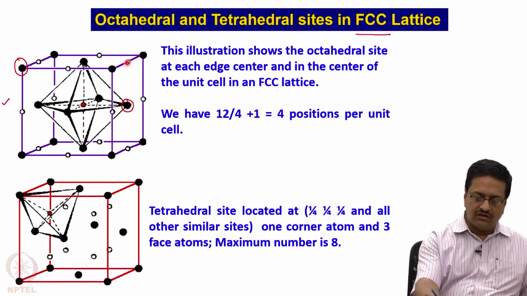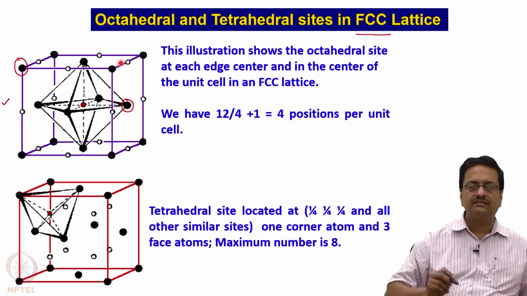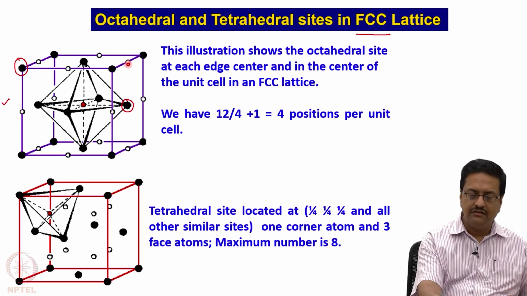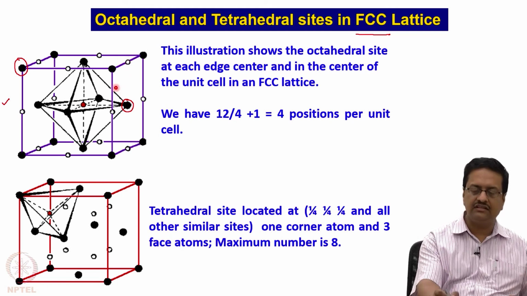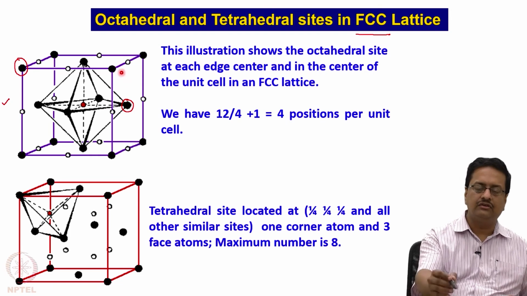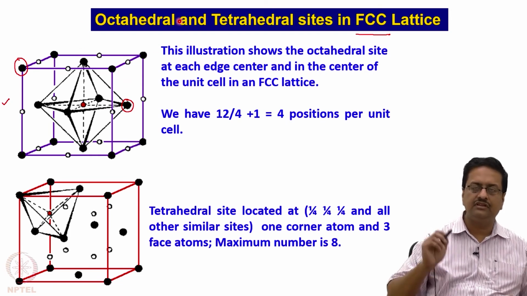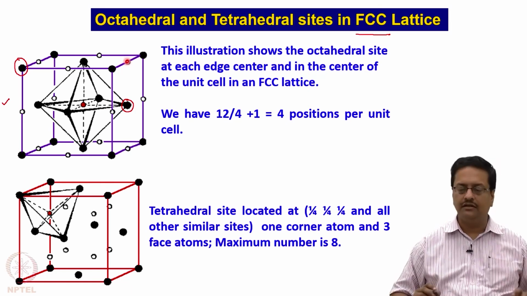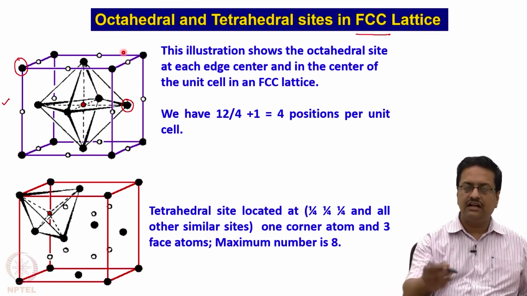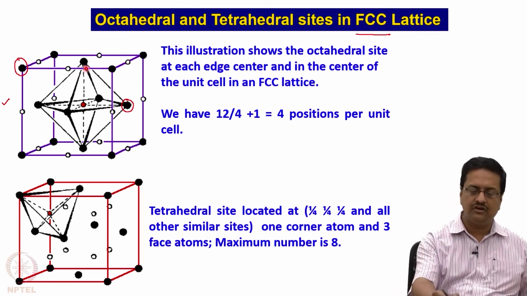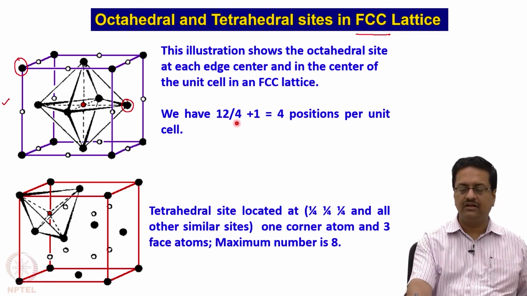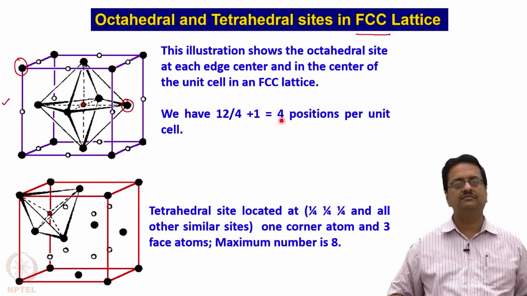Now these edge center sites are shared by 4 unit cells. As you can understand, this one is shared by this unit cell, the one on the next, then on the top this side, and then on the top on the right hand side. So every edge center lattice site is shared by 4 unit cells, and each of them contributes 1/4. That means you have 12 such sites, every one contributing 1/4, which is equal to 3, plus 1 equals 4 positions per unit cell.